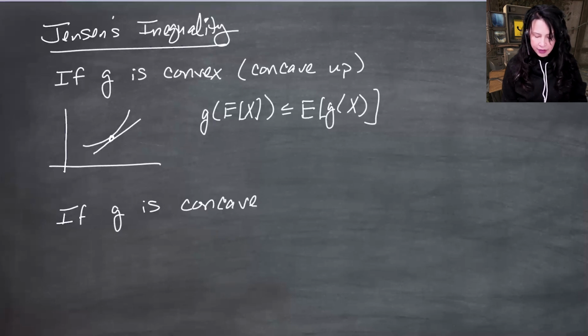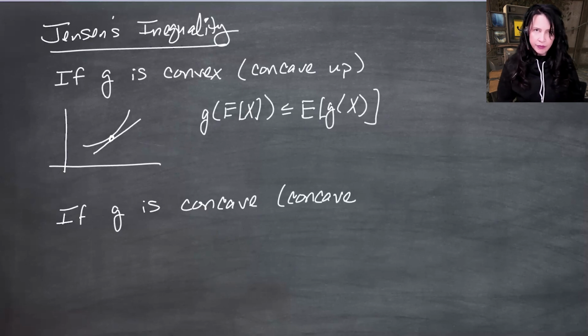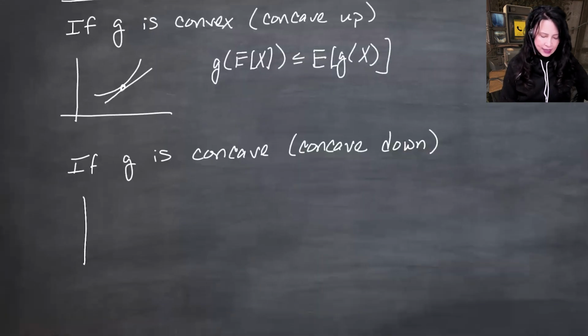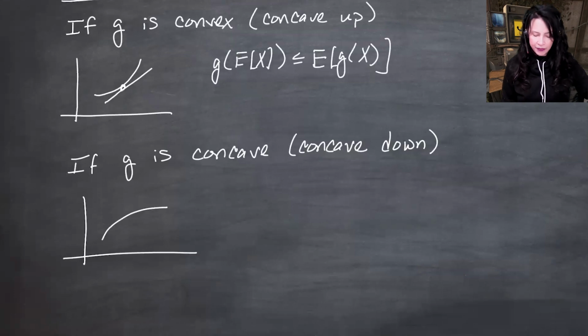If it's concave, and if you're coming from more of a calculus background than advanced analysis and stuff, this means concave down. And this means that the picture has curvature like this if you graphed G.